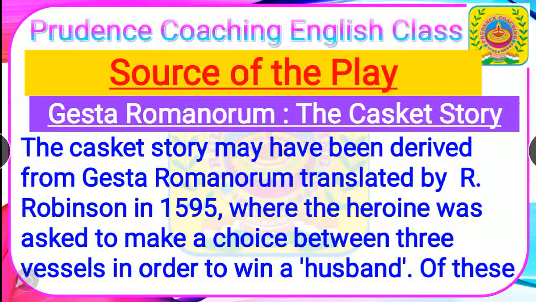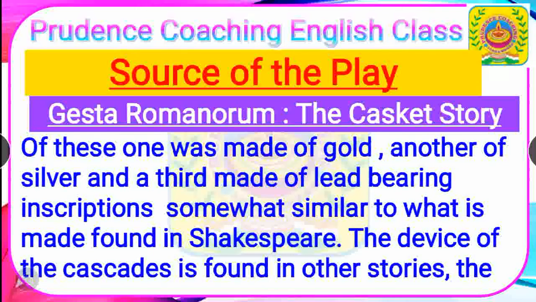Now we'll go for the third source, that is Gesta Romanorum, the casket story. The casket story may have been derived from Gesta Romanorum, translated by R. Robinson in 1595, where the heroine was asked to make a choice between three vessels in order to win a husband. Of these, one was made of gold, another of silver, and the third of lead, bearing inscriptions somewhat similar to what is found in Shakespeare.